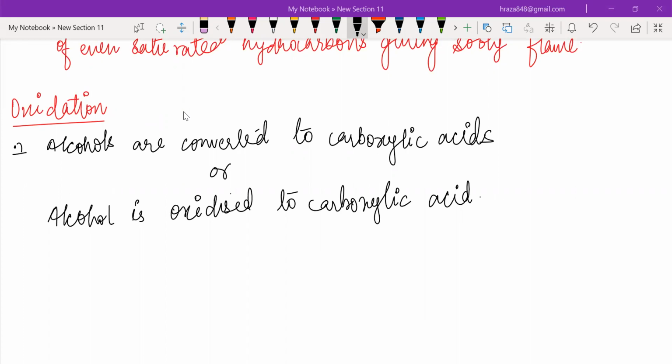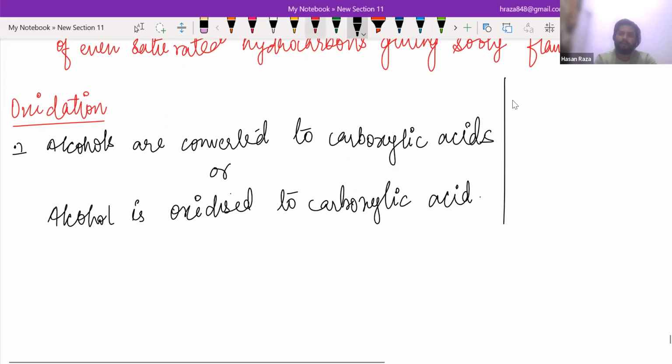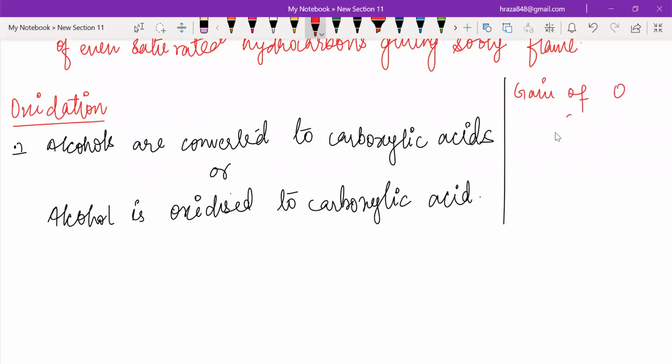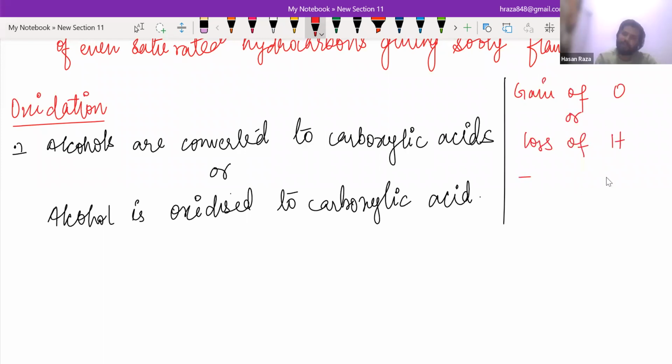Addition of oxygen or gain of oxygen, that is called oxidation. Removal of hydrogen or loss of hydrogen is also called oxidation. See, I'm going to write it here. Gain of oxygen or loss of hydrogen, this is called oxidation, right?